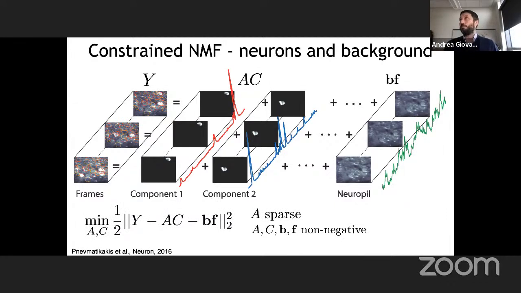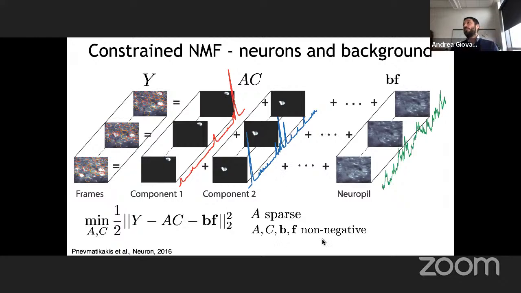Formally, this is expressed as a non-negative matrix factorization problem, as I was telling you. And exactly as I explained to you before, you try to use AC and BF to approximate Y. So you minimize the difference between the 2. There are some constraints on these components. For instance, A will be sparse because we don't expect to have many pixels occupied by neurons, just a few of them. Most of them will be black with just some white pixels.